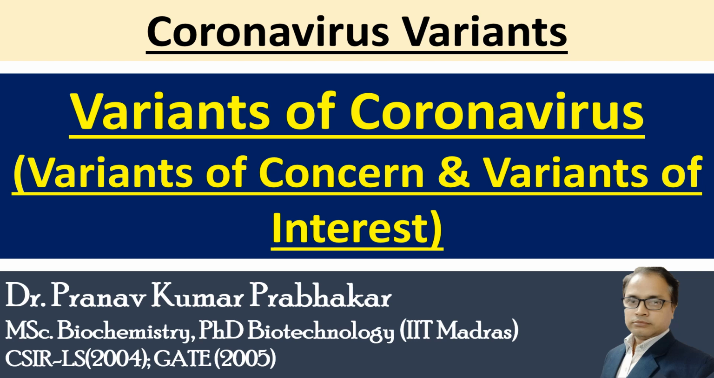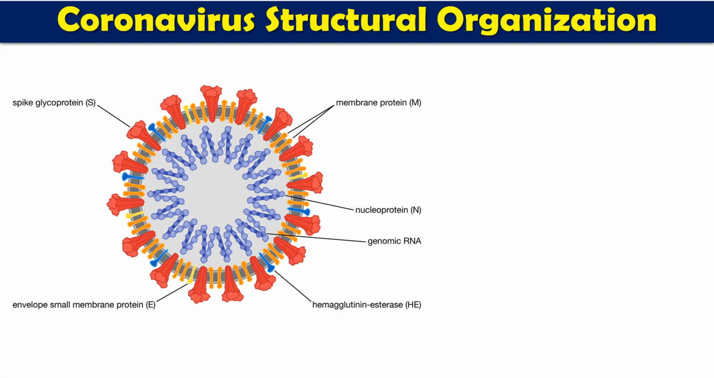So today we are going to talk about the variants of coronavirus. There are two specific terms we are going to use when we are talking about the variants. One, we are going to call variants of concern, that is VOC, and the second one is variants of interest, so VOI. So we will see what the different variants are, how these variants happen, where they come from, what the exact region is, and what the different variants are that we have till now.